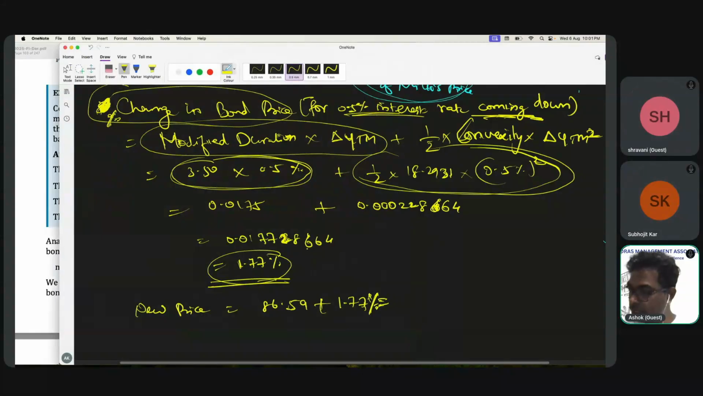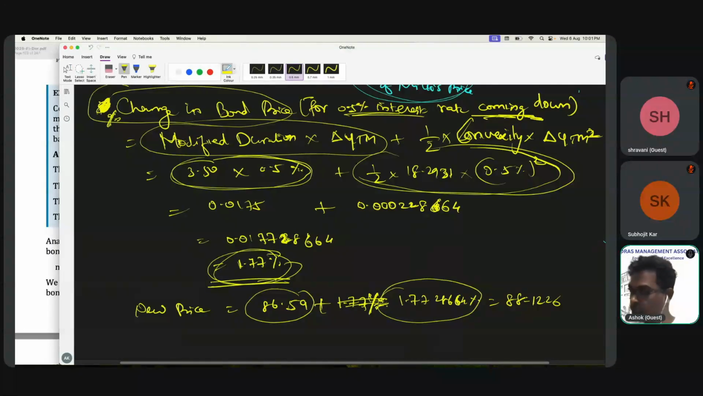Otherwise, you will take the entire number to match it better. So 1.77286664, 1.772866 percentage. Now you try. 88.1226. Okay, is this fine now? This is the percentage change. So from this, this much percentage change is happening. Is this okay now?